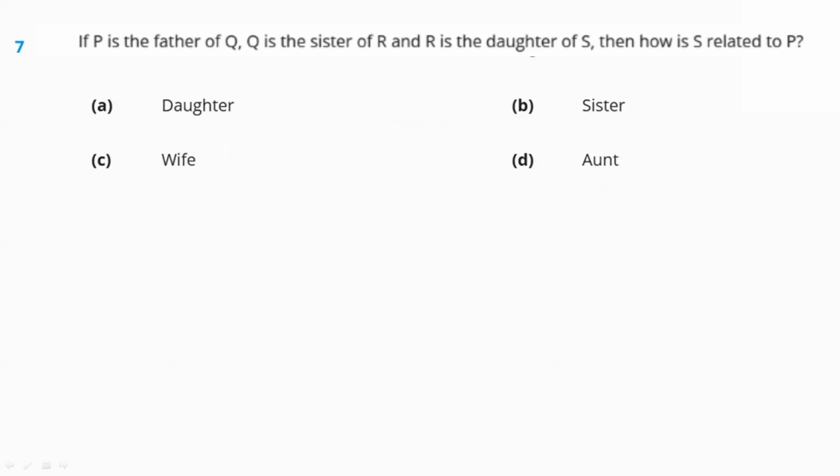If P is the father of Q, Q is the sister of R, and R is the daughter of S, then how is S related to P? So this is a blood relation question. So how do we solve it? We can choose males to be a square and females to be a circle. So if we try to create a chart in this manner, how do we do it? So let's say P is the father of Q.